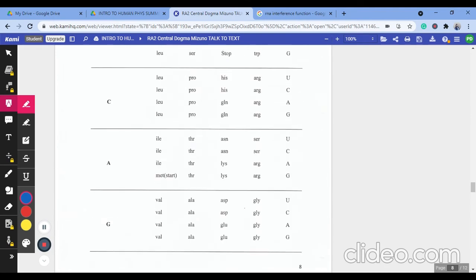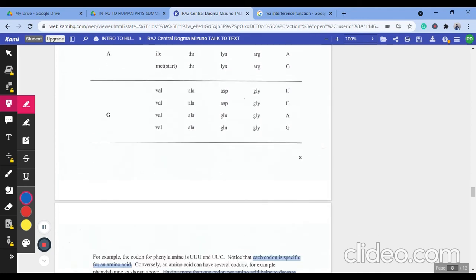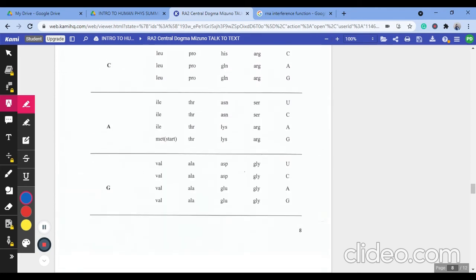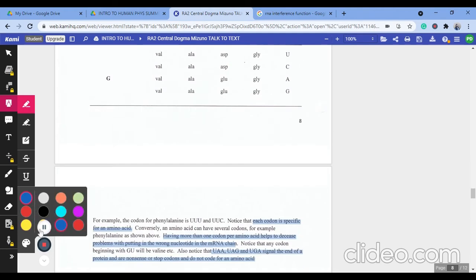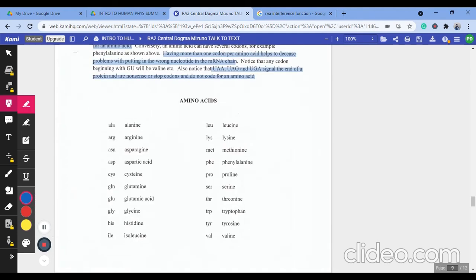But A in the second position is ILE, MET, start, THR, ASN, and SER. And then G in the second position is VAL, ALA, ASP, and GLU. Okay, so I think this is pretty much the meaning behind those words.